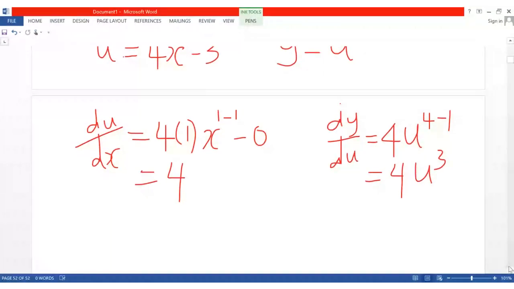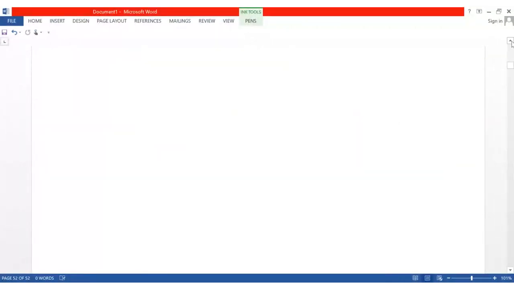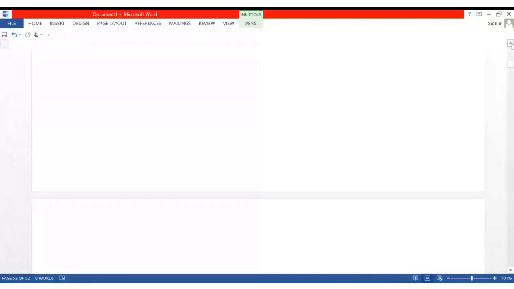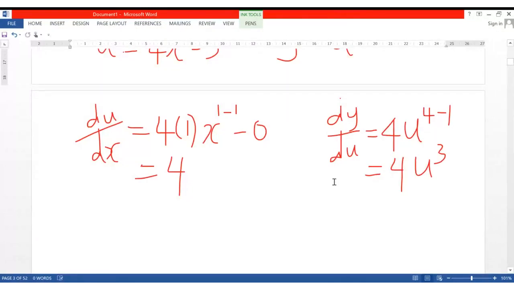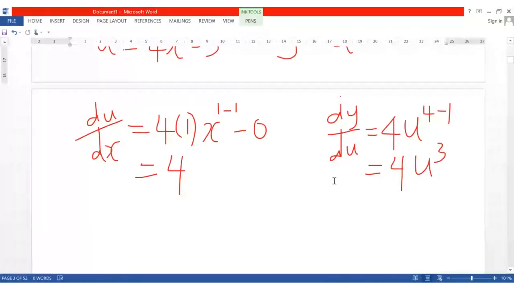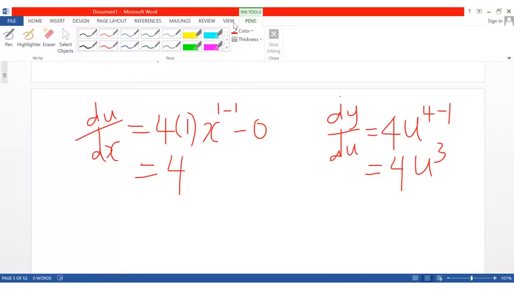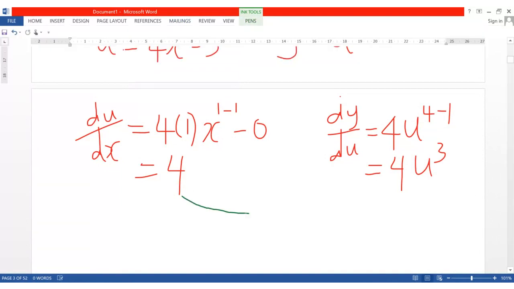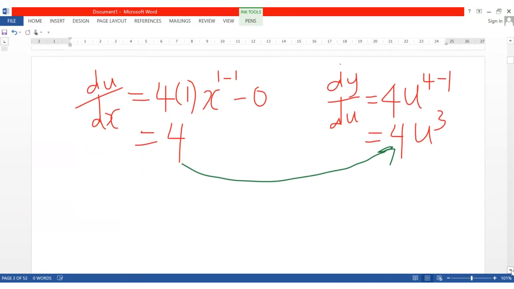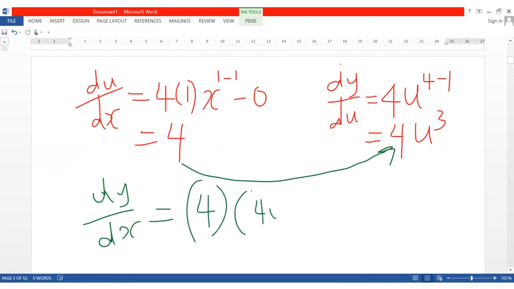Even if you don't remember the formula, I want to make your work easier now. If you don't remember the formula, what you just need to do is to multiply these two, the du dx and the what? And the dy du to get dy dx. So what I'll be doing, I'll just be multiplying. Let's say if you have forgotten the formula. So our main task is to multiply these two, the one that you have differentiated, only that. So let's multiply. So dy all over dx will be given by 4, and then 4u raised to power 3. Then I'm getting 16u raised to power 3.